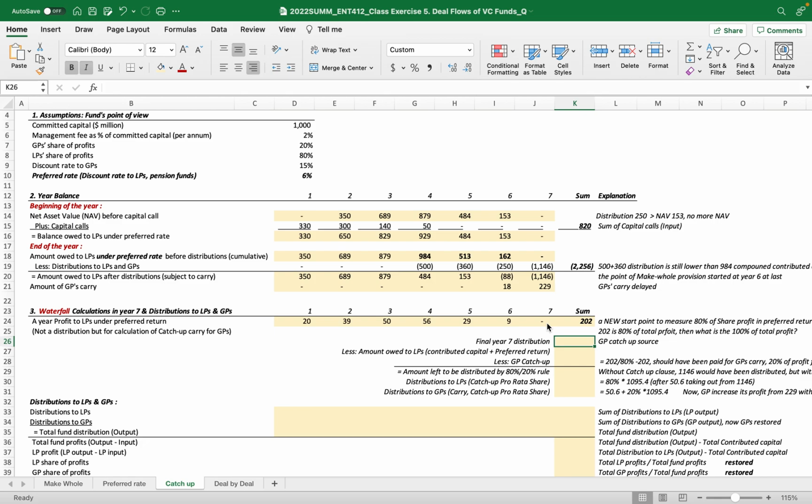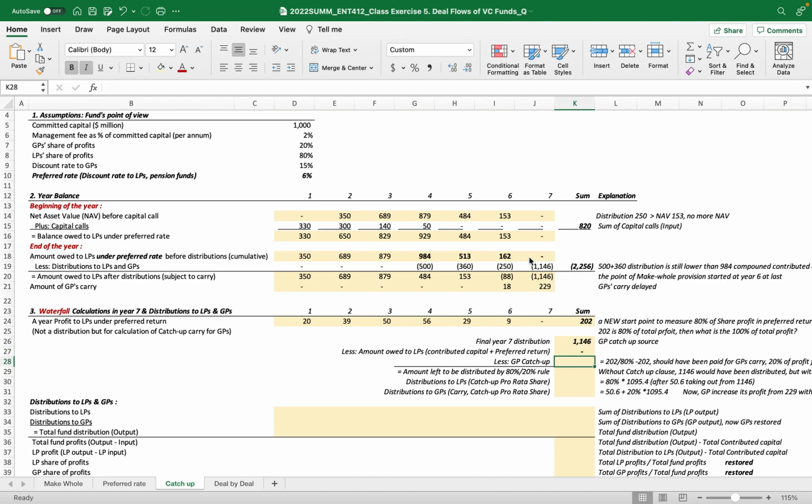How do we distribute this 80-20% appropriately? The final year 7 distribution is 1,146. And then what is the amount owed to LPs? The contributed capital, preferred return. There's no amount owed, so it's 0. So for the last year, we just put 0.